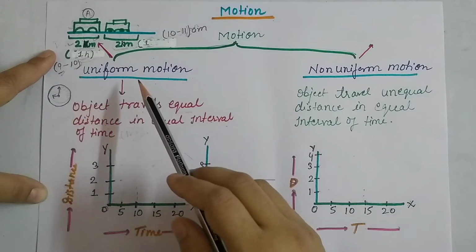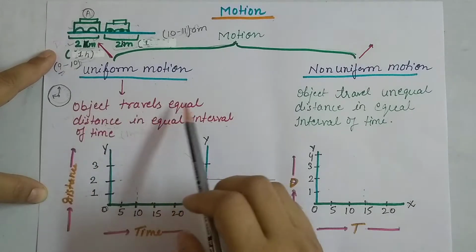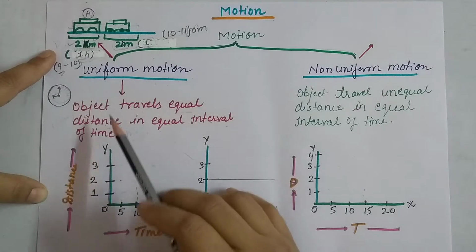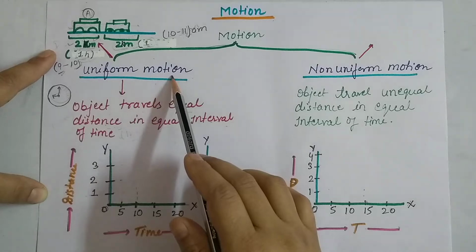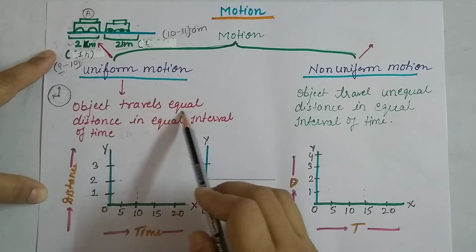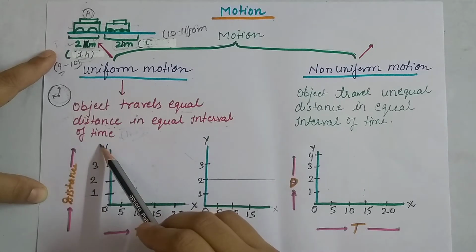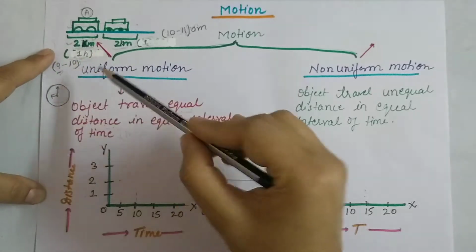Uniform motion is the motion when an object travels equal distance in equal interval of time. We can say that an object is in uniform motion when it travels equal distance in equal interval of time. So let's see this with an illustration.